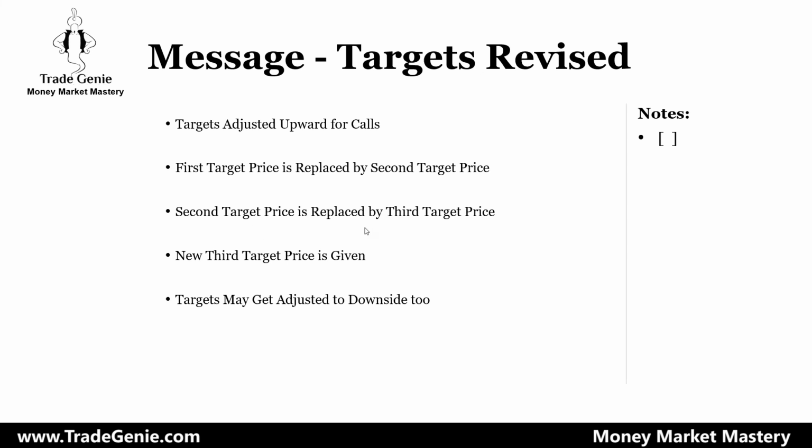The second target price is when we revise the target from third to second and second to first, and a new third price is given. Target may get adjusted to the downside also. Sometimes resistance is created. So when resistance is created at a certain price point, then we lower the price target. We just lower it.